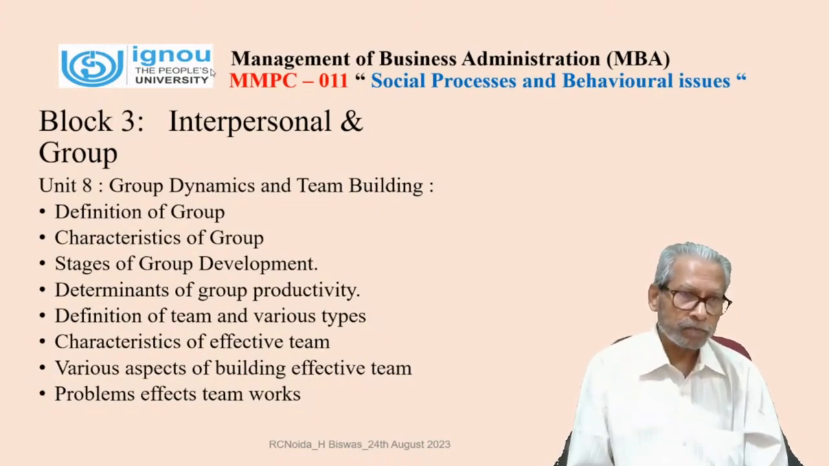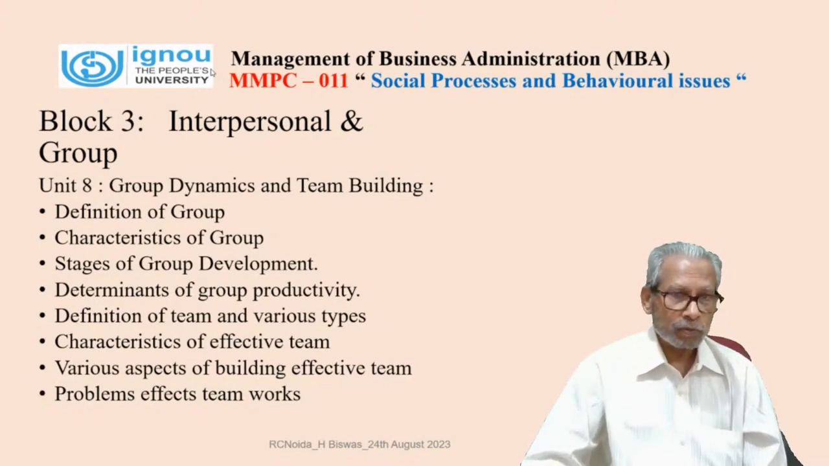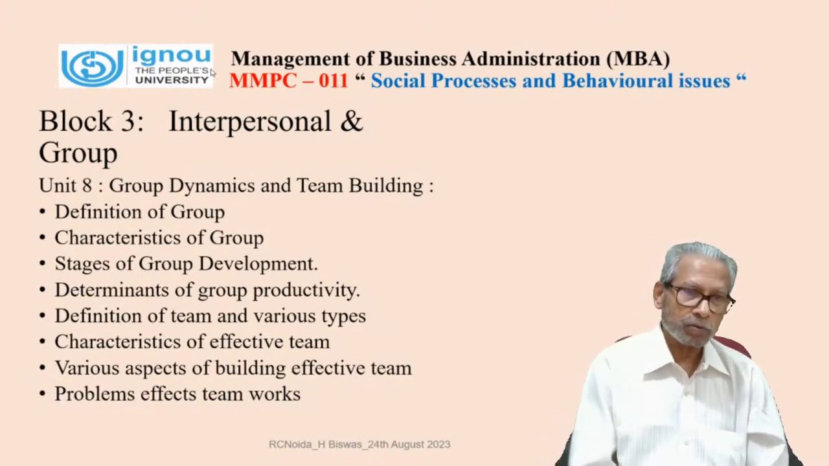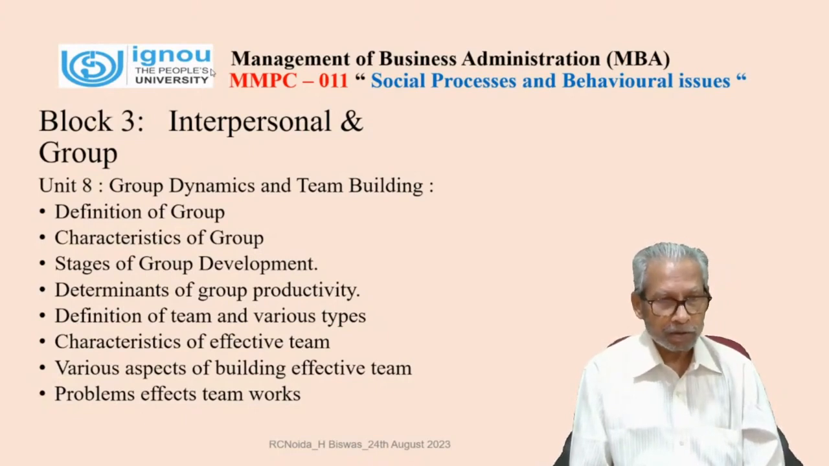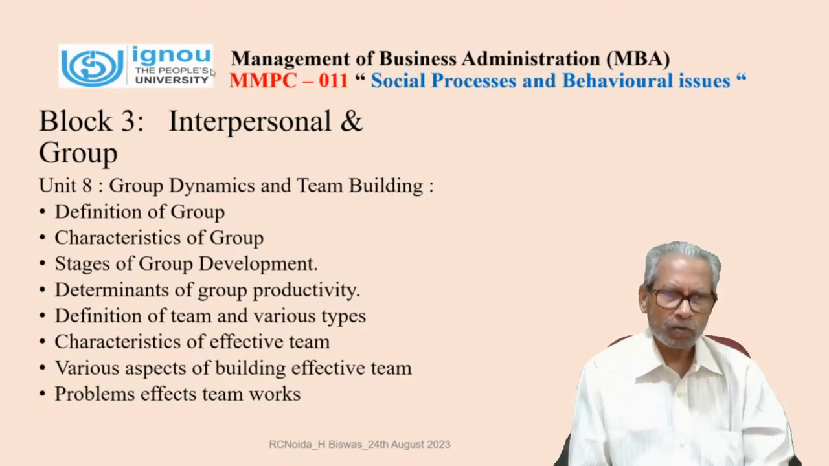Finally, you have to know the determinants of the groups. What are the groups that you made? Then the effective team. As an effective team, what should be the characteristics? Various aspects of building effective teams. Problem aspects of the team. What are the problems in teamwork? So this is unit number 8. This many question areas are sufficient to understand the particular unit.